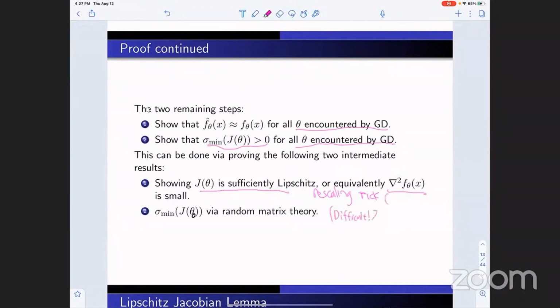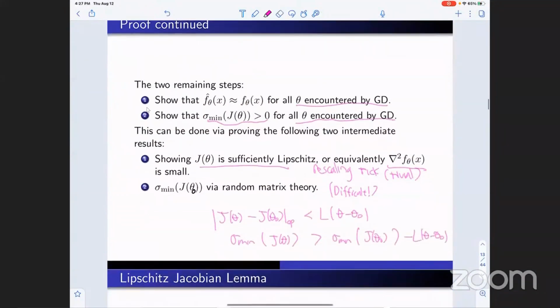Okay, and this is kind of trivial, essentially, to make the J sufficiently Lipschitz. And then finally, if you're sufficiently Lipschitz, just by Weyl's inequality, the operator norm moves less than the Lipschitz constant. And then sigma min of J of theta is bigger than the initial one minus this. And so this is still positive.